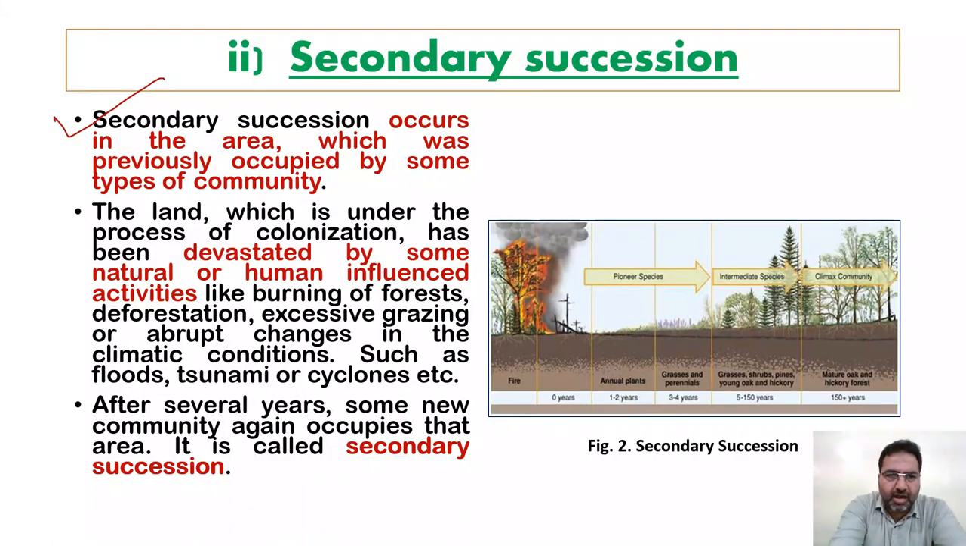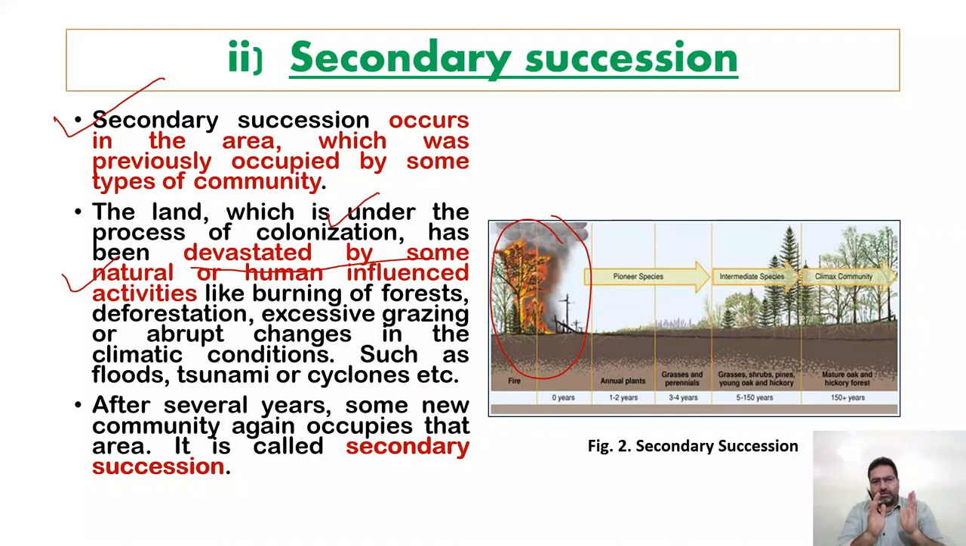The land which is under the process of colonization has been devastated by some natural or human-influenced activities. So an area which once had a good number of communities and the growth of different organisms was devastated by certain natural or human-influenced activities such as burning of forests, deforestation, excessive grazing, or abrupt changes in climatic conditions such as floods, tsunamis, or cyclones. After several years, some new community again occupies that area. This succession is called secondary succession.